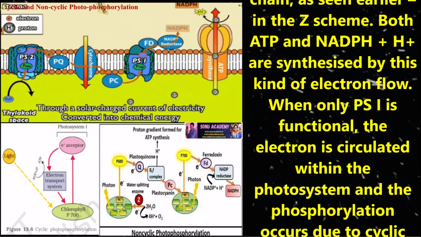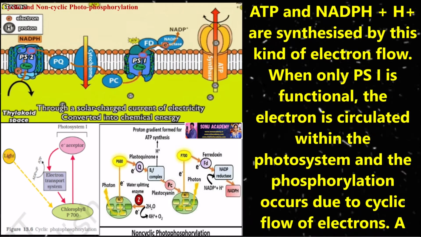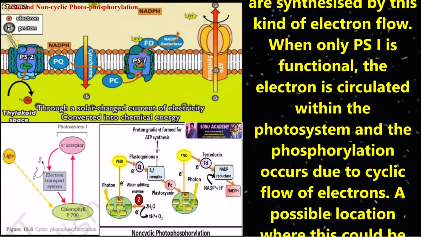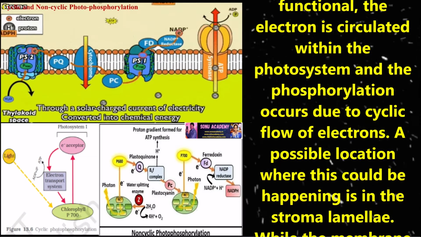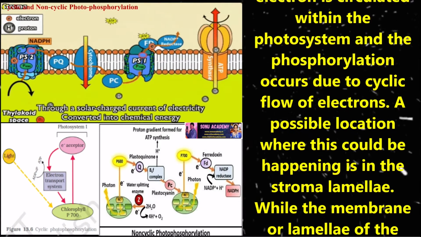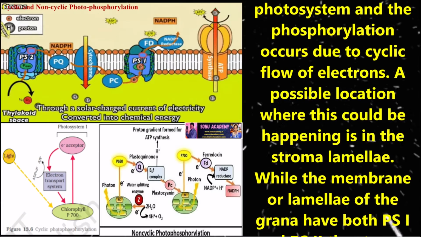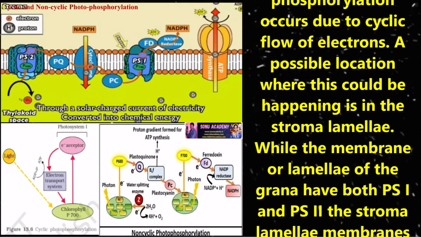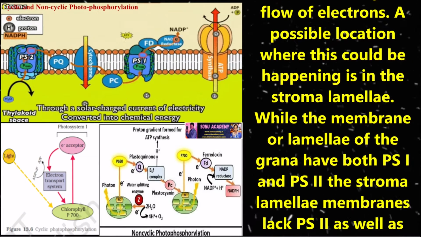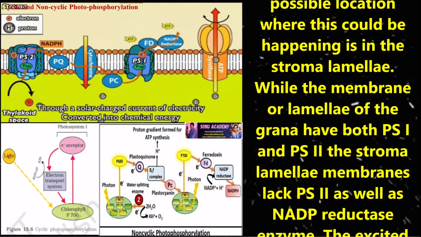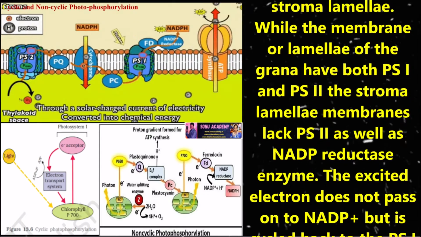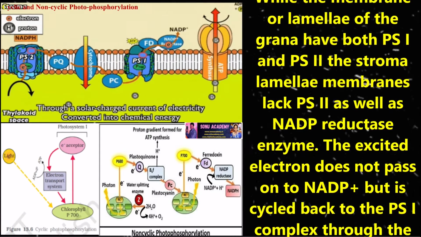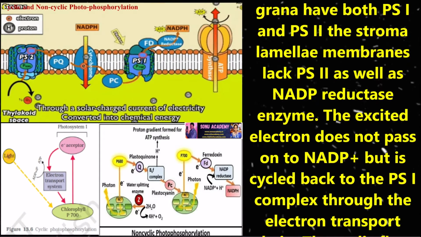When only PS1 is functional, the electron is circulated within the photosystem and the phosphorylation occurs due to cyclic flow of electrons. A possible location where this could be happening is in the stroma lamella. While the membrane of the lamellae of the grana have both PS1 and PS2, the stroma lamellae membrane lacks PS2 as well as NADP reductase enzyme.